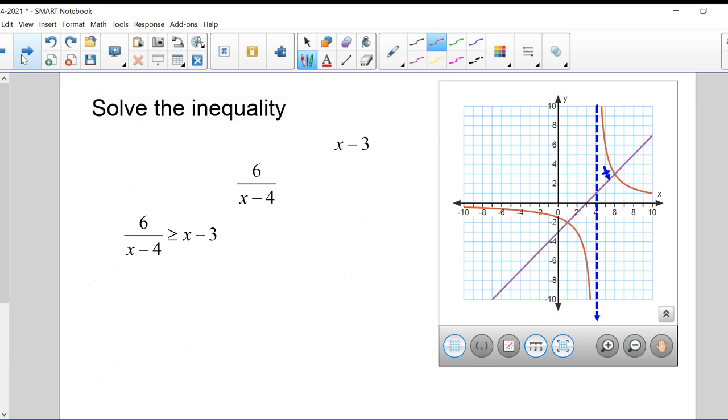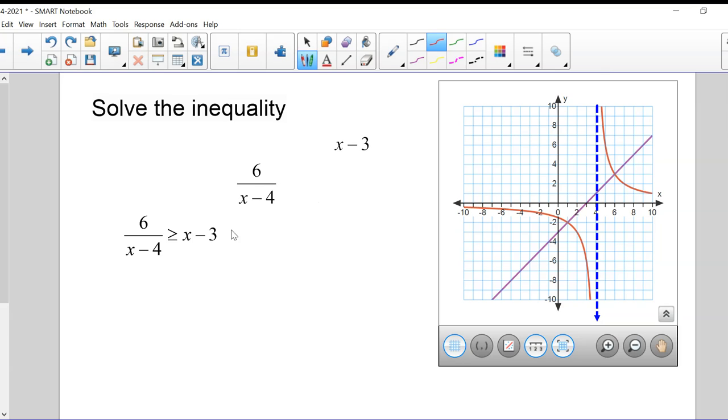Okay? Now we're going to solve an inequality. Let me get rid of some of the stuff I have here. Actually, I'm going to leave that there. And let's see if I can maybe get rid of this. So what I'm trying to get rid of this as well.